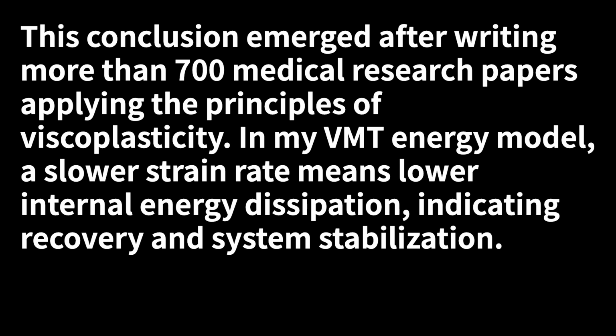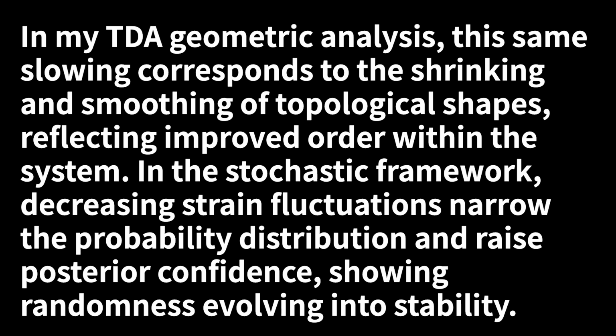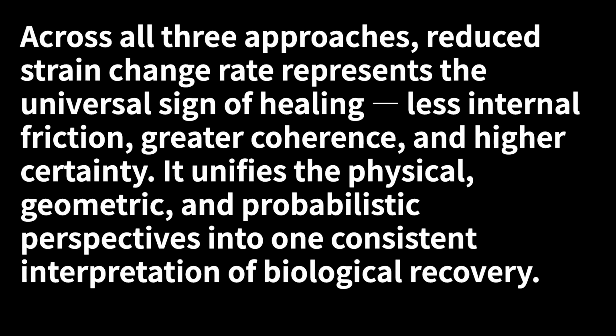In my VMT energy model, a slower strain rate means lower internal energy dissipation, indicating recovery and system stabilization. In my TDA geometric analysis, this same slowing corresponds to the shrinking and smoothing of topological shapes, reflecting improved order within the system. In the stochastic framework, decreasing strain fluctuations narrow the probability distribution and raise posterior confidence, showing randomness evolving into stability. Across all three approaches, reduced strain change rate represents the universal sign of healing. Less internal friction, greater coherence, and higher certainty. It unifies the physical, geometric, and probabilistic perspectives into one consistent interpretation of biological recovery.